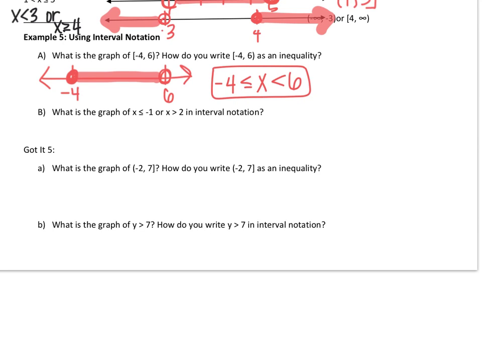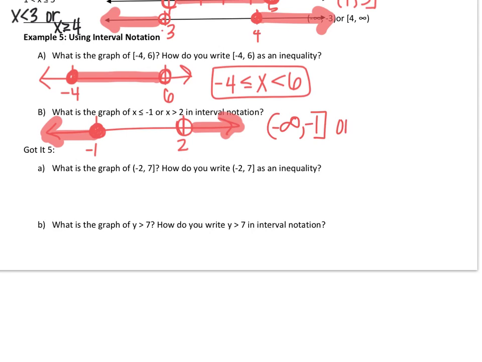For B, that's an or. The number line is going to have a closed circle on negative 1. We're going to shade to the left. And then it's going to have an open circle on 2. We're going to shade to the right, and my interval is going to have negative infinity to negative 1 bracket or 2 parentheses to positive infinity. Okay, try Got It number 5, A and B, and then I'll go over it in just a second.